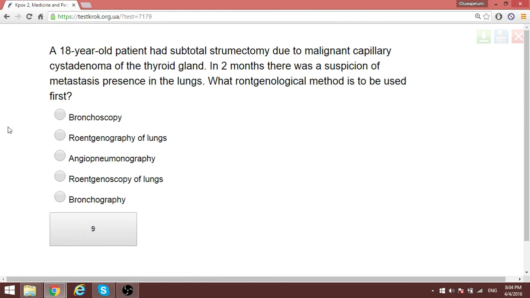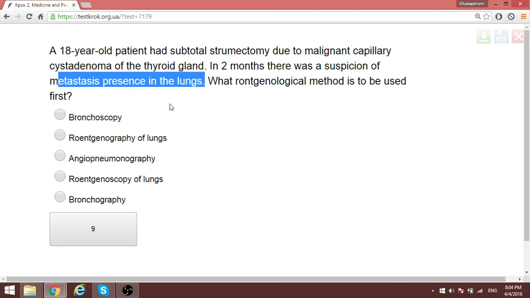An 18-year-old patient has a subtotal strumectomy due to malignant papillary cystadenoma of the thyroid gland. In 2 months, there was suspicion of metastasis in the lungs. When you suspect metastasis in the lungs, I know that in some countries the best thing to do is a CT, spiral CT, or whatever.